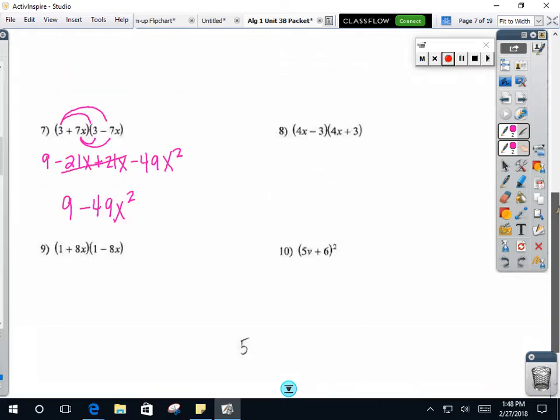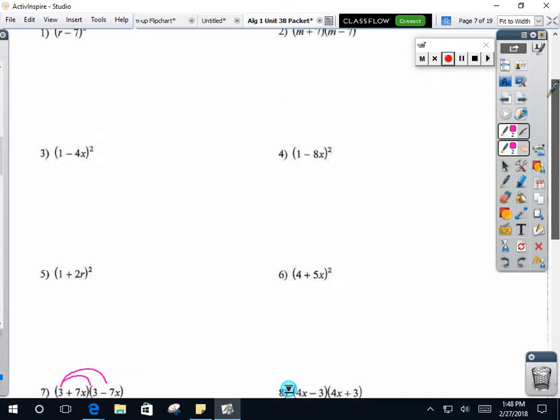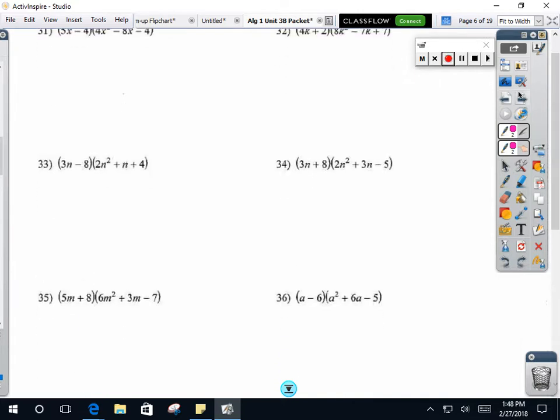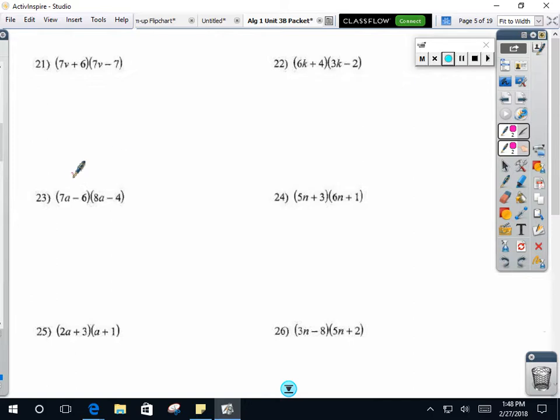Normally, when you multiply two binomials together, like, okay, watch this. 7a times 8a is 56a squared. 7a times negative 4 is negative 28a. Negative 6 times 8a is negative 48a. And negative 6 times negative 4 is positive 24. Then you would combine those like terms in the middle, which becomes a negative what?